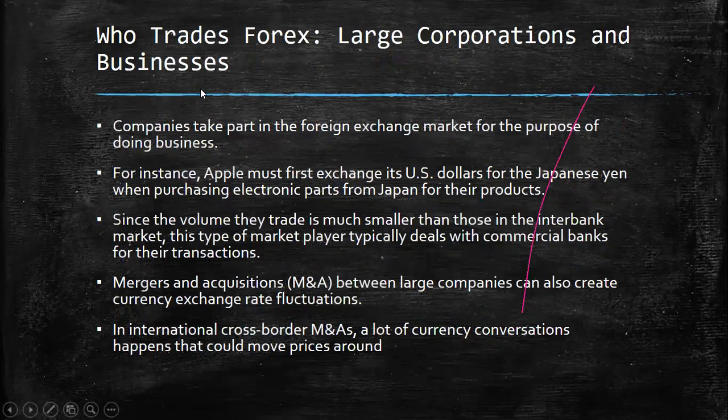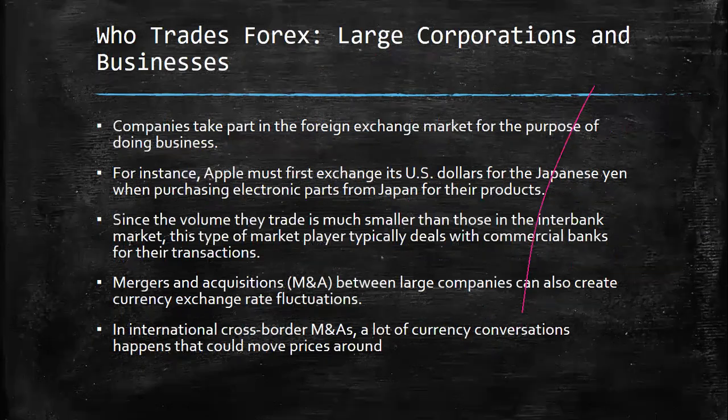Businesses and corporations also trade Forex. Companies take part in the foreign exchange market for the purpose of doing business. For instance, Apple must first exchange US dollars for the Japanese yen when purchasing electronics from Japan. Since the volume they trade is much smaller than those in the interbank market, this type of market player typically deals with commercial banks for the transactions.